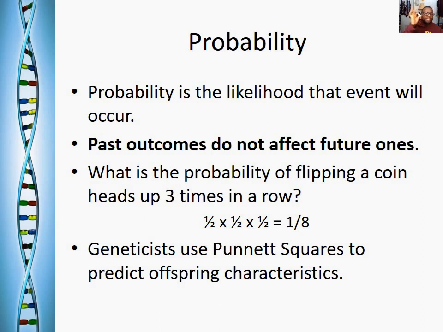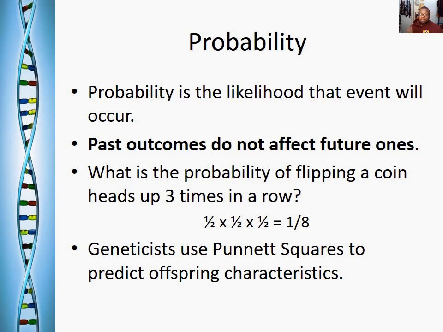I have a nickel. What is my probability when I flip it? I will have a head or tail. Well, a nickel only has two sides, so 50%. Well, I got heads. Your past outcomes do not affect the future ones. So just because I just had heads, that doesn't mean the next time I reduce my chances of having heads if I flip this coin.